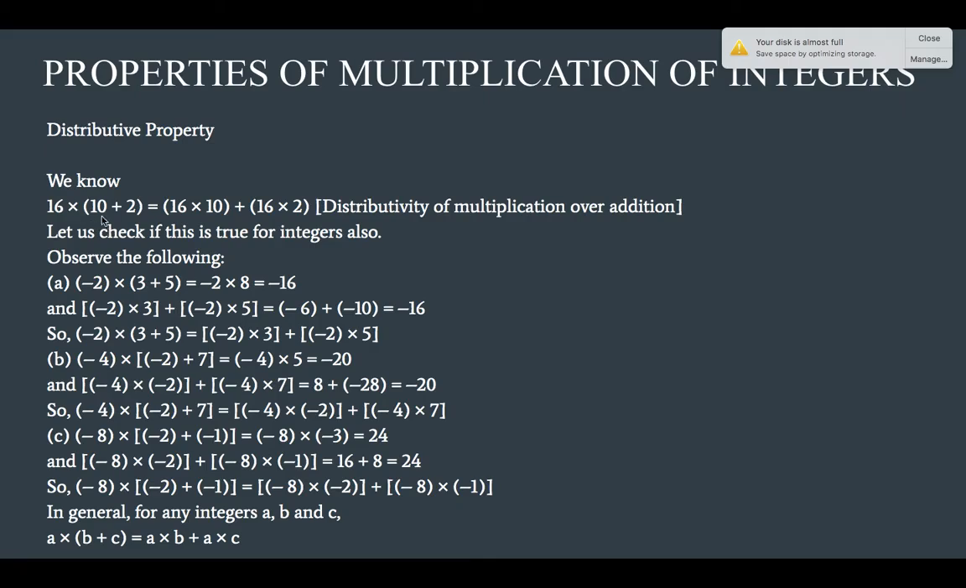And we have some examples over here, like 16 into 10 plus 2. Look, we can check for ourselves whether it is equal to 16 into 10 plus 16 into 2 or not. Because 10 plus 2 is 12, and 16 into 12 would be 160 plus 32, that is 192. And if you add it this way, 16 into 10 is 160, and 16 into 2 is 32, so 160 plus 32 is 192. So we can see from the examples that both these things are equal.